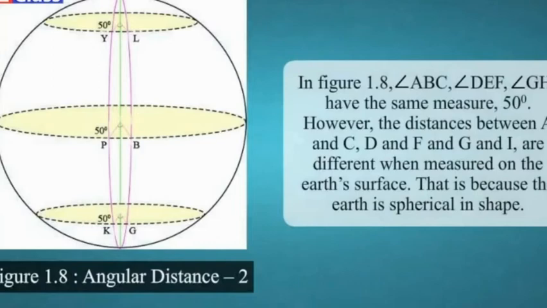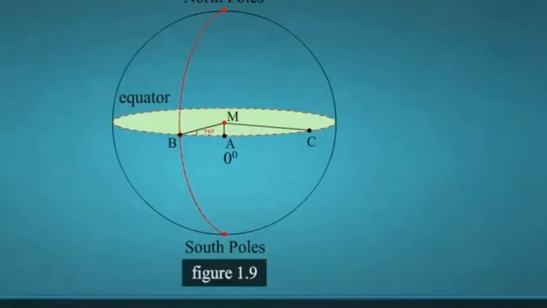Students, see the figure 1.8. Angle ABC, angle DEF, angle GHI have the same measure, 50 degree. Correct. However, the distances between A and C, D and F, and G and I are different when measured on the earth's surface. That is because the earth is spherical in shape.